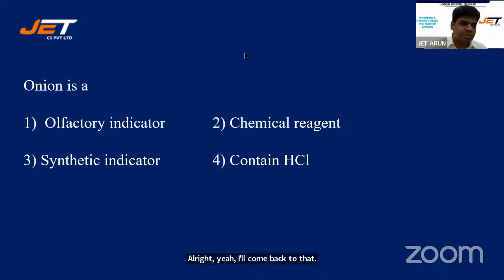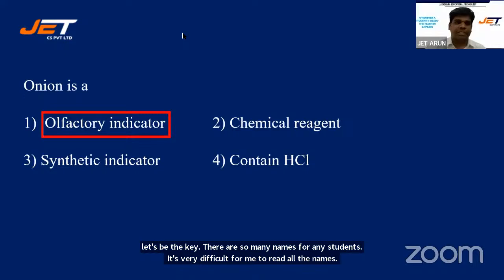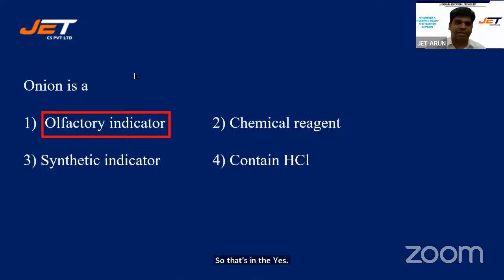Yes, Ria is right. Geeta is right. Mohammed Faisal is right. Shashank is right. Rajeshwari is right. Bhavna is right. Jyoti is right. Gayatri is right. Shalini is right. Monica is right. But let's look at the key. There are so many names, students, so it's very difficult for me to read all the names. So let's look at the key. Yes, onion is olfactory indicator. Let's look at the next one.